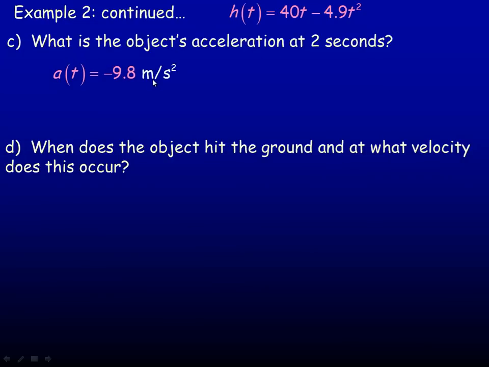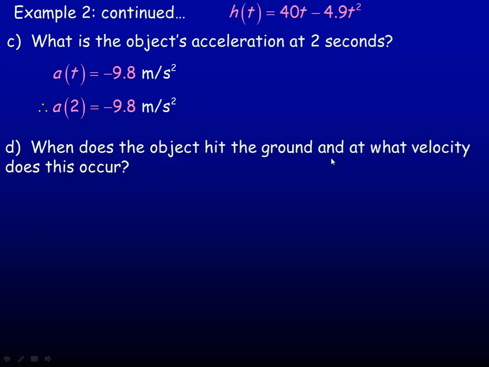So that's the acceleration function, negative 9.8 meters per second squared. Now, notice that it's constant, and this is the actual acceleration near the surface of the Earth. So it really doesn't matter whether we're asked to find the acceleration at 2 seconds or any particular time. A of 2 would be negative 9.8 meters per second squared. A of any time would be negative 9.8 meters per second squared, because that's the acceleration of any object falling near the surface of the Earth.